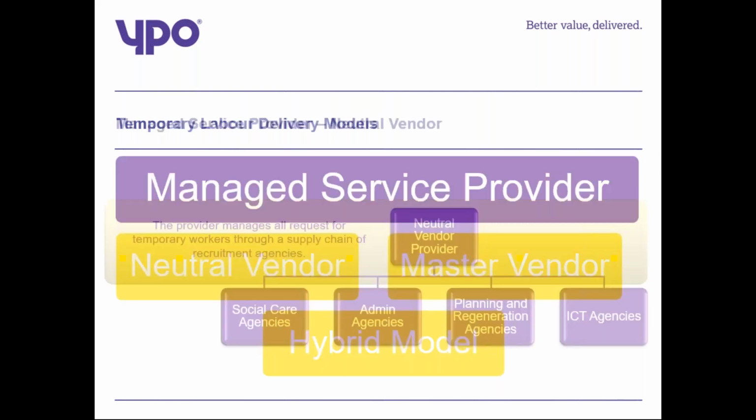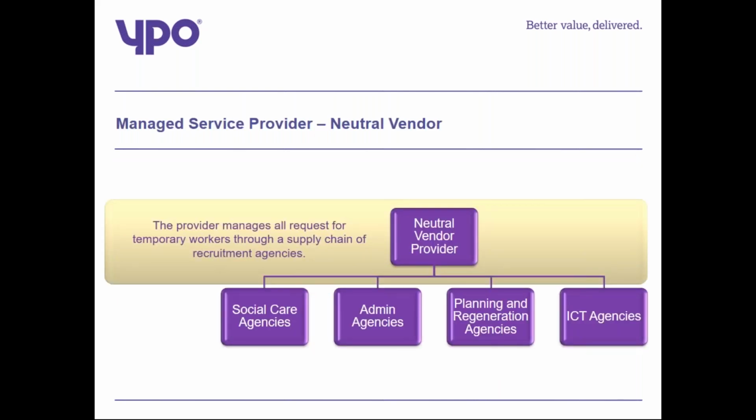So, a neutral vendor MSP manages all requests for a temporary worker and fills the roles through a range of specialist recruitment agencies. It is the provider's responsibility to manage the agencies that deliver the worker and monitor them to ensure effective cost and quality of service. The supply chain of the recruitment agencies support the delivery of the service and you have full transparency and are easily accessible to the contracting authority.